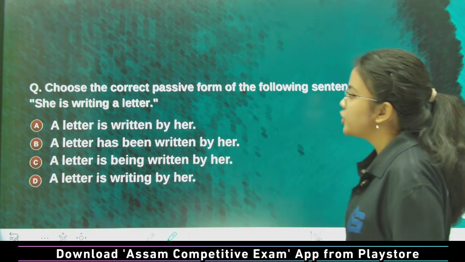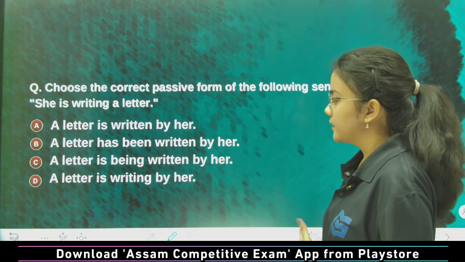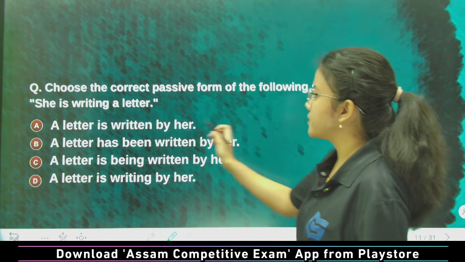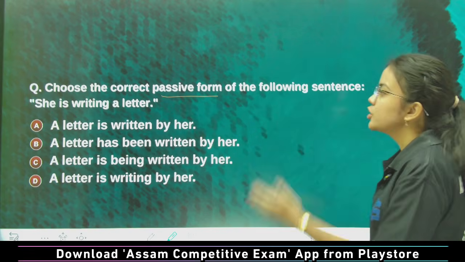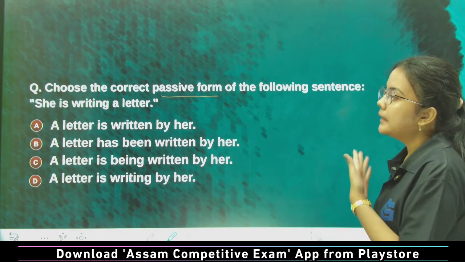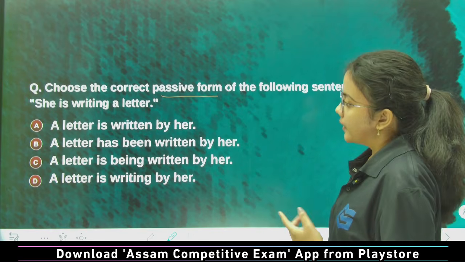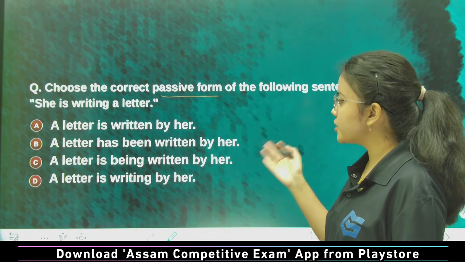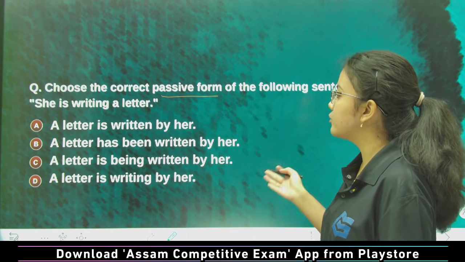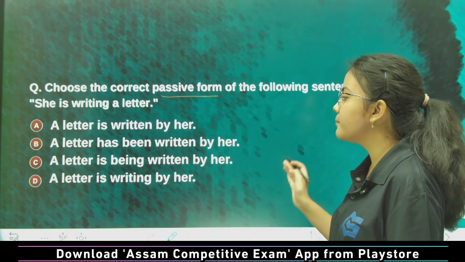Next, she is writing a letter. We have to make the passive form. Choose the correct passive form of the following sentence. She is writing a letter. Options: A letter is written by her, a letter has been written by her, a letter is being written by her, a letter is writing by her.